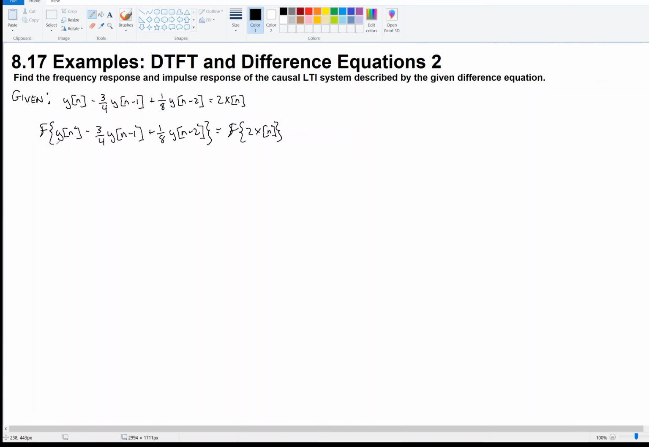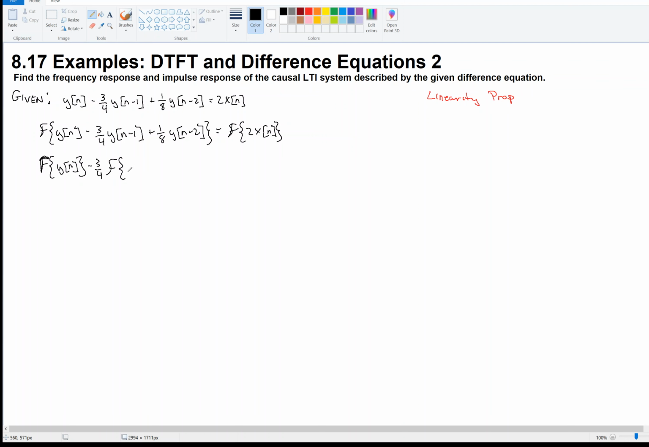Now, I need the Fourier transform of the left. How am I going to get that? Well, I need to apply the linearity property. That allows me to take the Fourier transform of each piece. So now I'll do script F on y of n, and it allows me to just move the constants out.